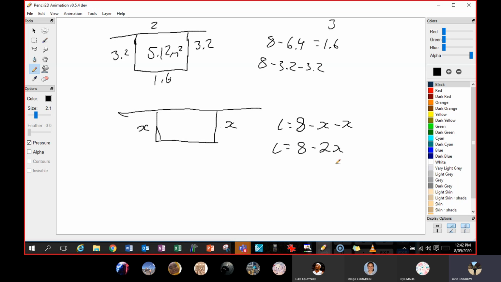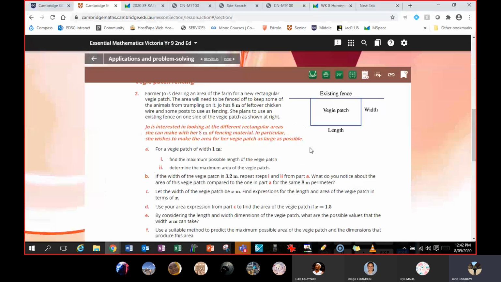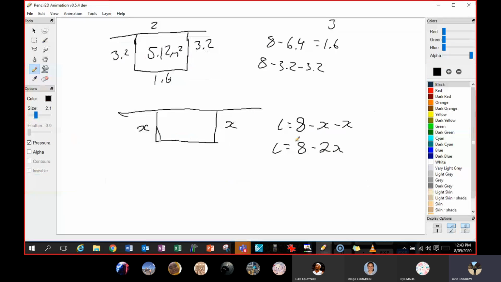So our length in terms of x, and note that's what it says here. Find expressions for length and area of veggie patch in terms of x. First, we've got to find the length in terms of x. So I've written length is 8 minus 2x. Now, this can take on any value. So really, 8 meters is what you've got, minus however much you've used off these 2 x's.